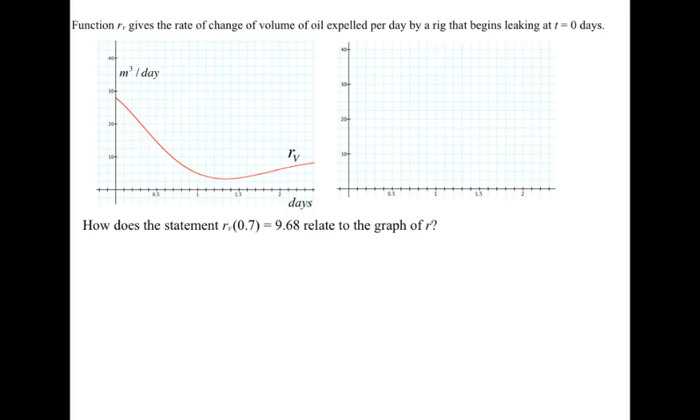Shanley? Wouldn't it just be a point? A point. Right, so it's a point on that graph, exactly the point defined by what Ben said: at 0.7 days, the rate of change is 9.68. Okay, so that's a point on the graph.